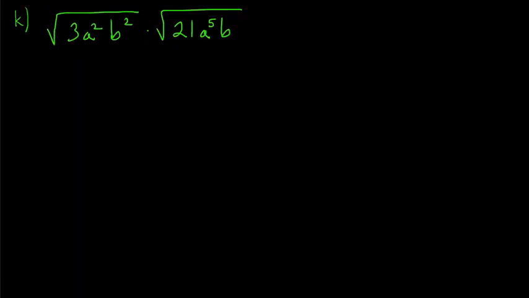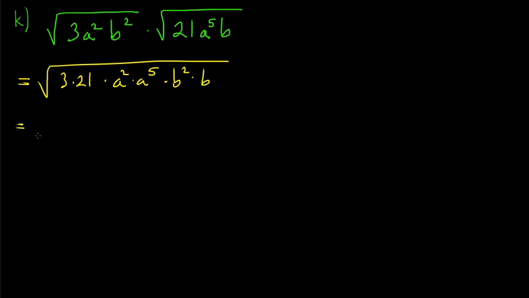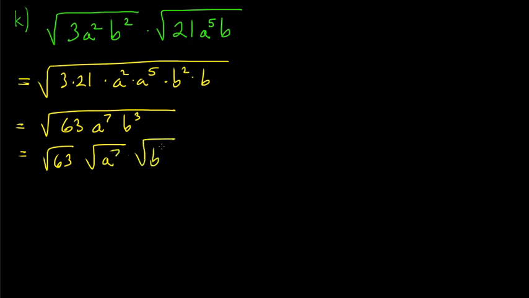All right. And taking a cue from the last one, I think even though these are square roots, we could just multiply everything here. So 3 times 21 times a squared times a to the 5th times b squared times b. So this is just the square root of 63 a to the 7, b to the 3. I hope you weren't thinking a to the 10. You're not multiplying the 2 times 5, you're adding 2 plus 5 here. And now it looks very similar to a previous one. If you split this up, you get the square root of 63, the square root of a to the 7, the square root of b to the 3.